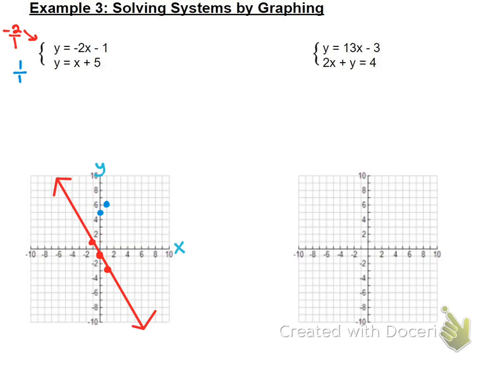Now I want 3 points, right? So instead of going up 1 over 1, I would do the opposite. What would I do here? Down. There we go. And then we're going to graph this line. Oh, that line's way too thick. Let's fix that. There we go.